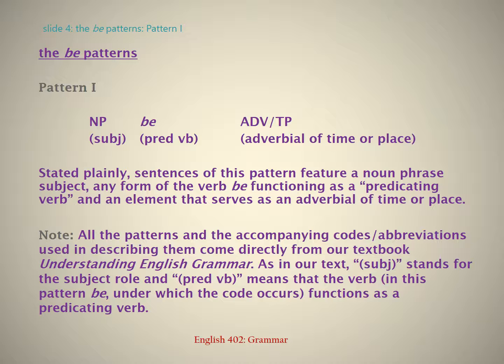Note, all the patterns and the accompanying codes/abbreviations used in describing them come directly from our textbook, Understanding English Grammar. As in our text, subj stands for the subject role, and pred VB means the verb in this pattern, be, under which the code occurs, functions as a predicating verb.